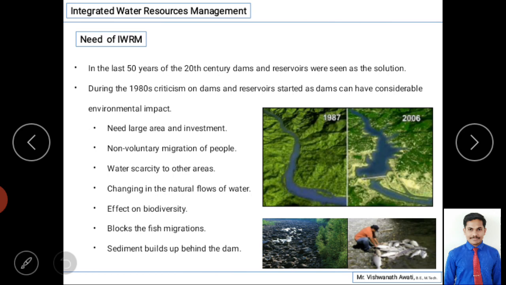Then when we are constructing the dam, water will be stored on the upstream. So what about the downstream? Even it makes flooding on the upstream, and it creates water scarcity in the downstream.